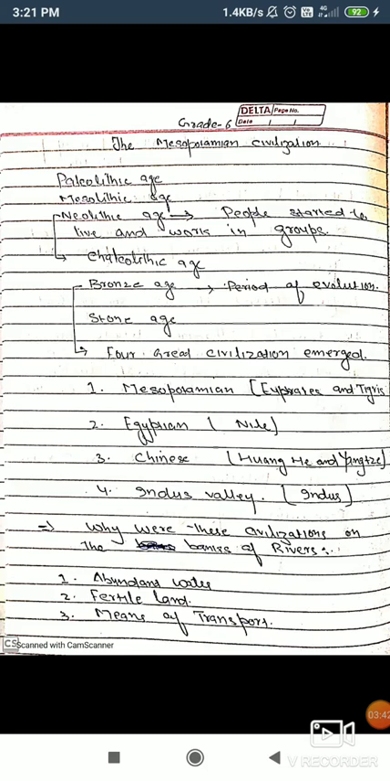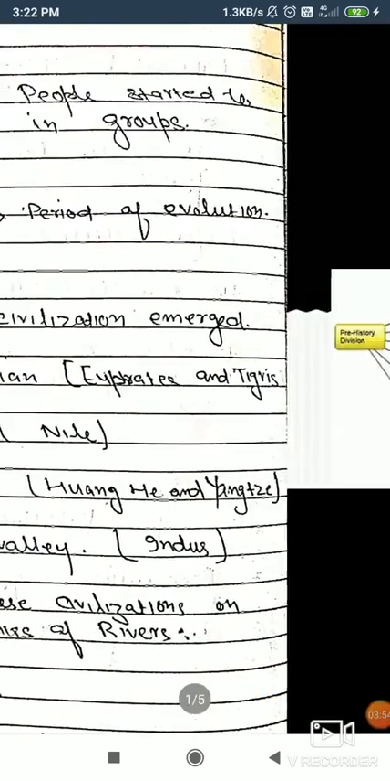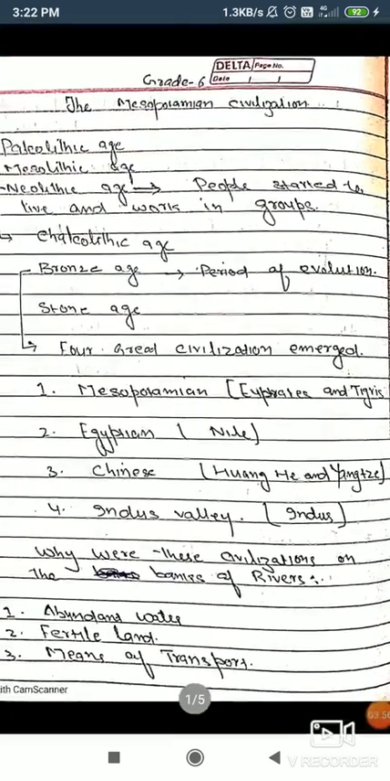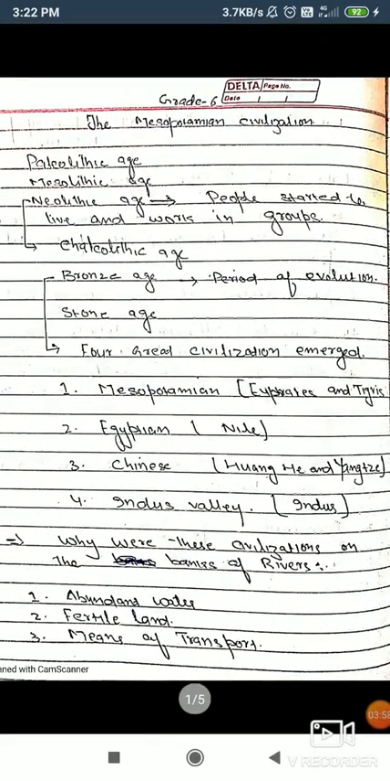So the Bronze Age gave rise to 4 greatest civilizations of the world. 4 oldest and greatest. The first one was Mesopotamian civilization. It was on the river banks of Euphrates and Tigris. Similarly, the second one, Egyptian civilization. It was on the banks of river Nile. As you know, Nile is the longest river of the world.